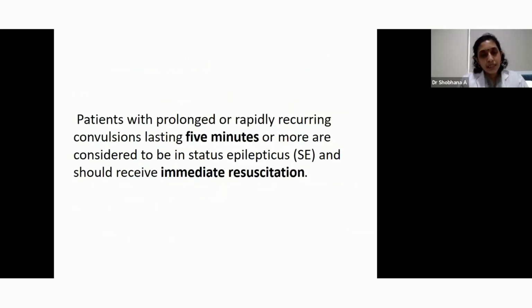Now, what is status epilepticus? Most of us who are in the ITUs will be asked to see patients who are in status epilepticus, right? So those with prolonged or rapidly recurring seizures lasting 5 minutes or more and without returning back to the previous state in 5 minutes time is called a status epilepticus, and that needs immediate resuscitation, because the more the time it goes on, the seizure activity, the secondary brain insult takes place.